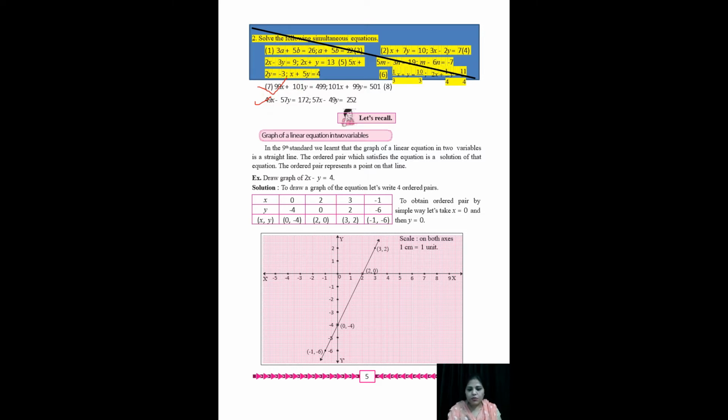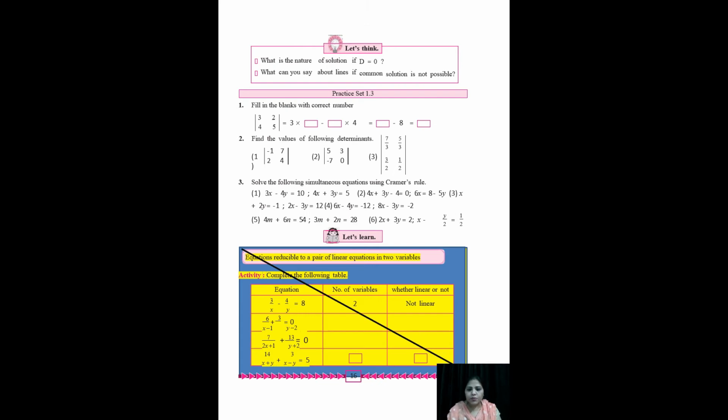Now we'll move on. See page number 16 now: equations reducible to a pair of linear equations in 2 variables. When we reduce the equation and form linear equations, such types of questions are also being cancelled from your book. On page 16, one activity was given to you. This has been cancelled now. It is no longer there in your book, so cancel it.